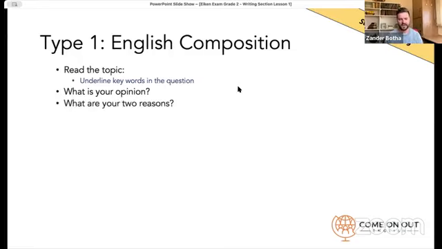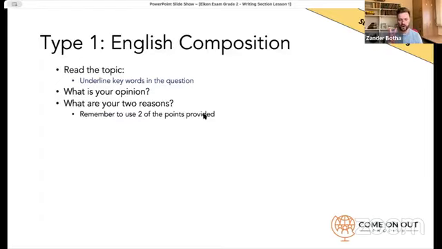Now, here, it is also important, remember, to give 2 reasons. So you ask yourself, what do I think? Then you ask yourself, why do I think this? And you need to find 2 reasons for your opinion. Remember to use 2 of the points provided. They will give you 3 points. You need to use 2 of those points.